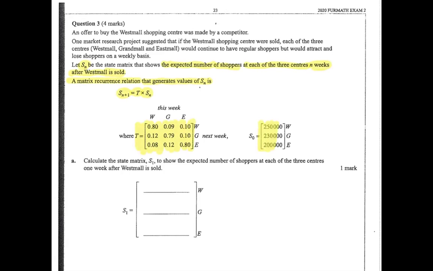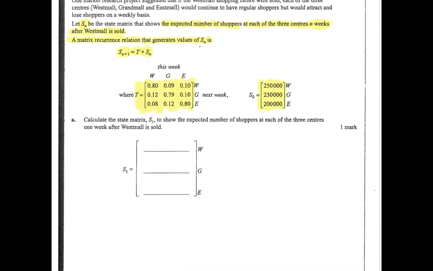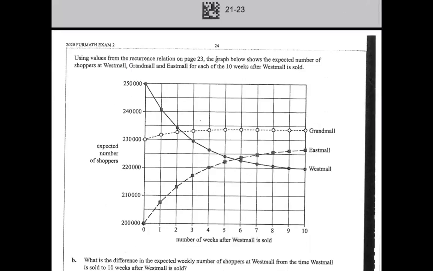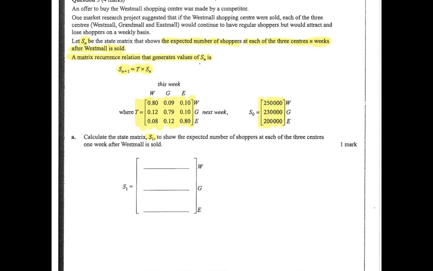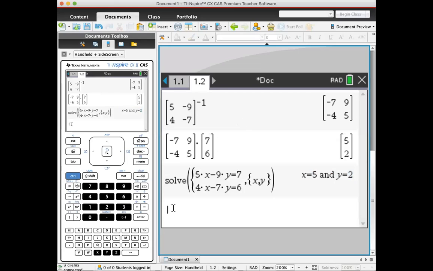This is my initial state. Calculate the state matrix S1 to show the expected number of shoppers, S1. And we need to fill in the 3 entries. And then we need to deal with the rest, 3 marks. So a general strategy for question 3: define the T and S. Let's go to the calculator first.